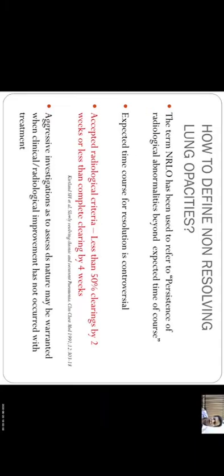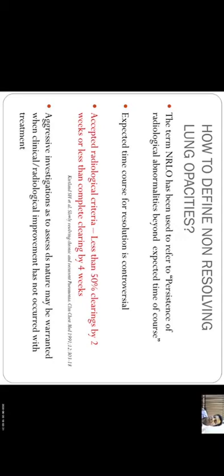So, how to define non-resolving lung opacity? The term non-resolving lung opacity, or slowly resolving pneumonia, or non-resolving pneumonia, has been used to refer to persistence of radiological abnormalities beyond the expected time course. Now, the expected time course for resolution is controversial.